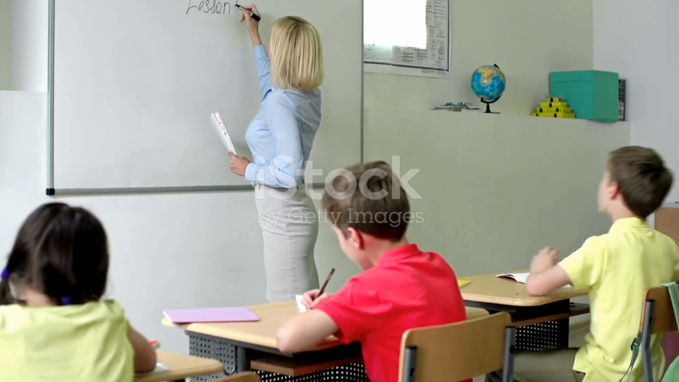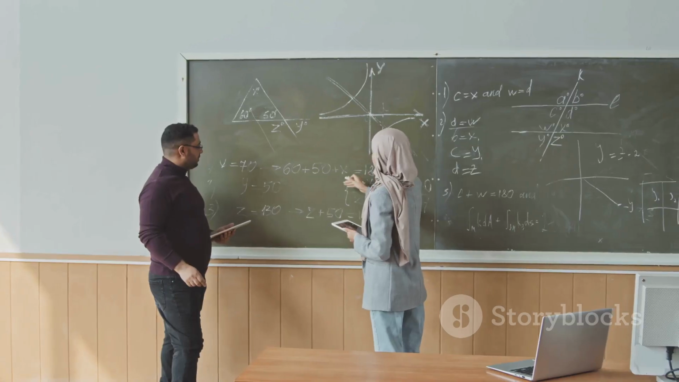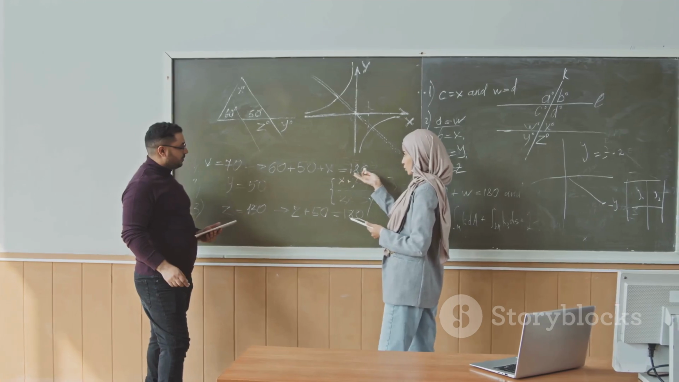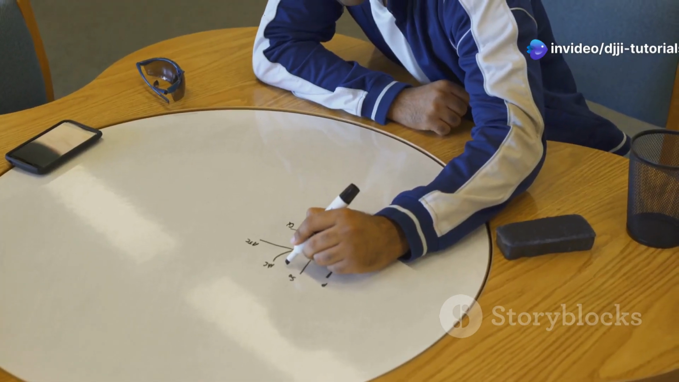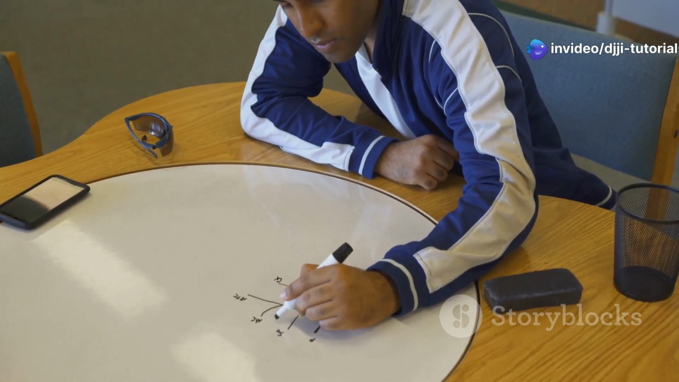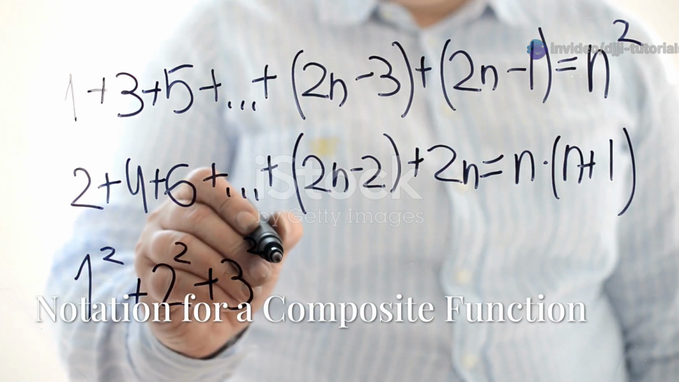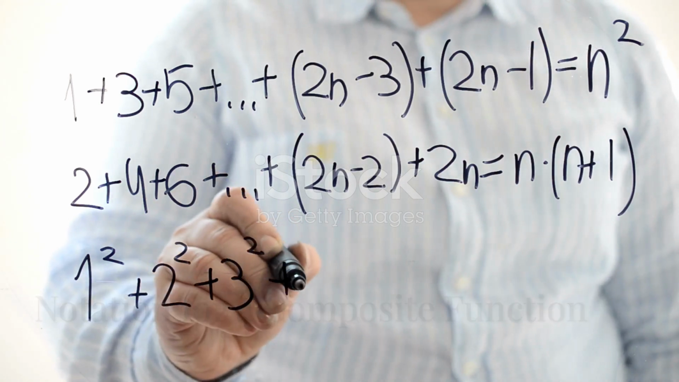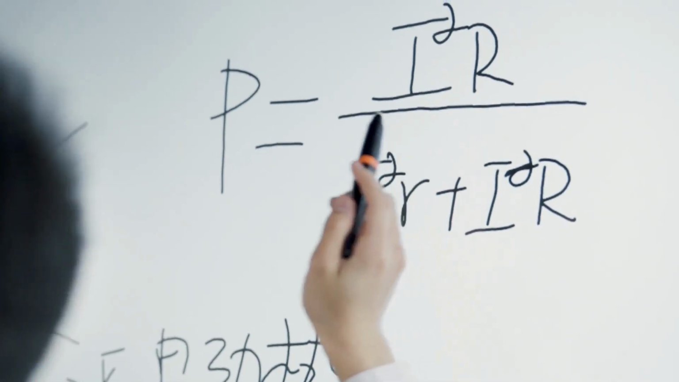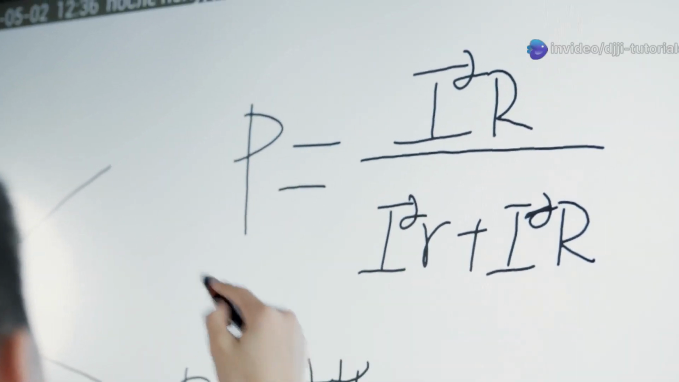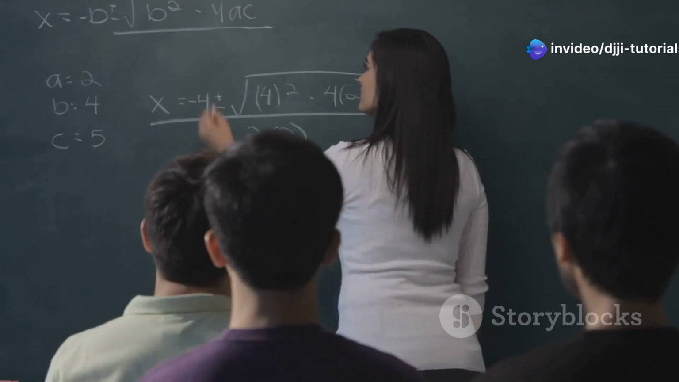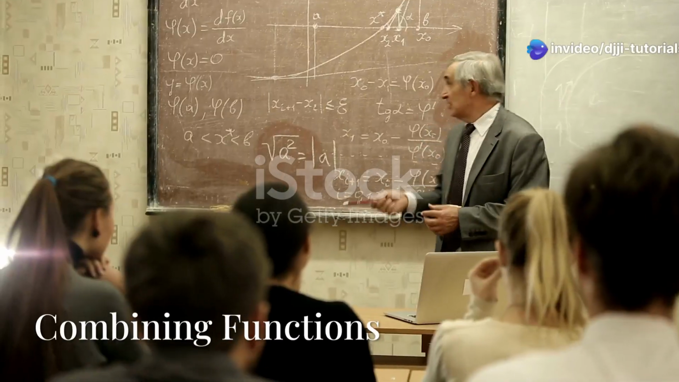Chapter 3. Composite Functions. A composite function is a new function formed by combining two or more existing functions, where the output of one function becomes the input of another. The notation for a composite function where function f is composed with function g is typically f∘g or (f∘g)(x). It's read as f composed with g or f of g of x.